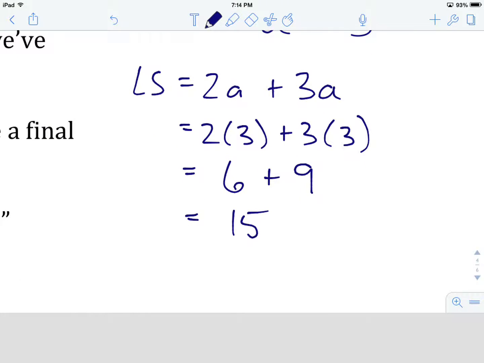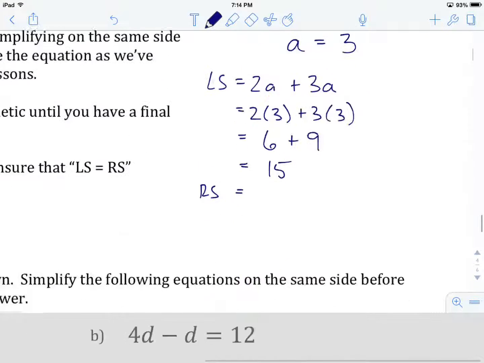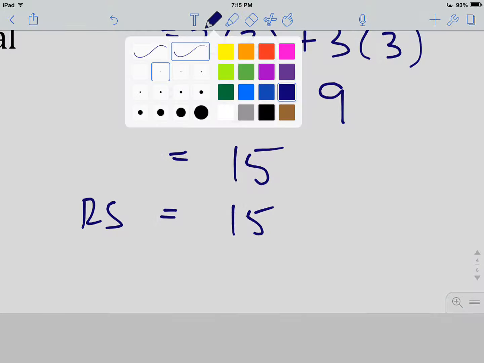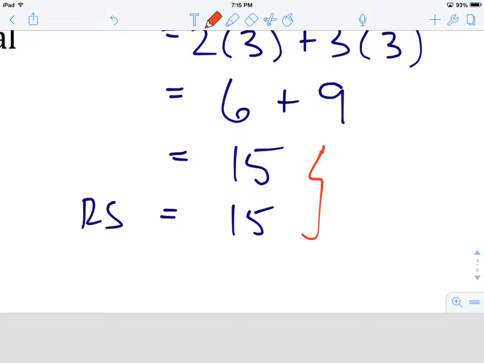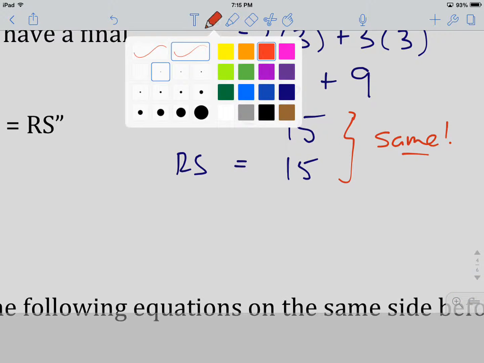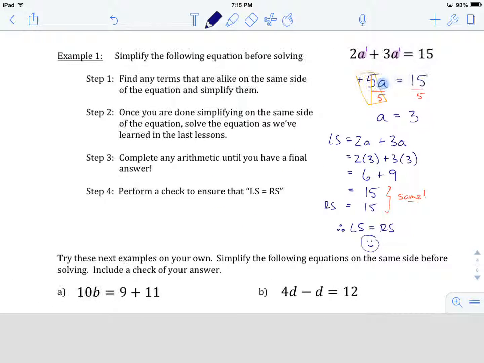That's the left side of our equation. Let's look at the right side of our equation. Right side of our equation, we go back up to the top, is actually equal to 15, which is awesome because the number on the left side and the right side of our equation is the same. Therefore, we can say that the left side is equal to the right side, and happy face, since we got a right answer of a equals 3 for our variable.